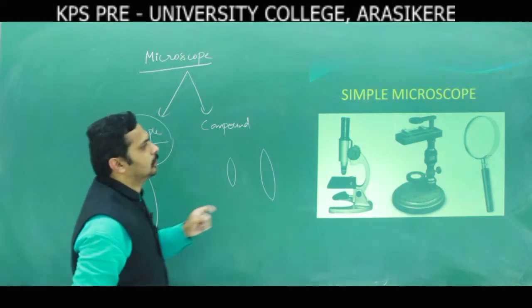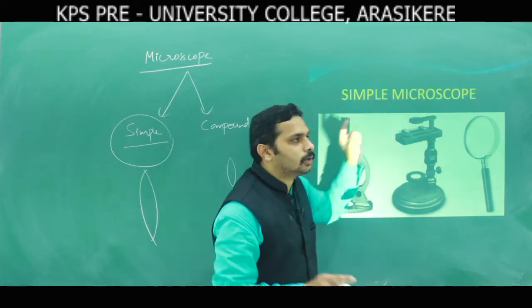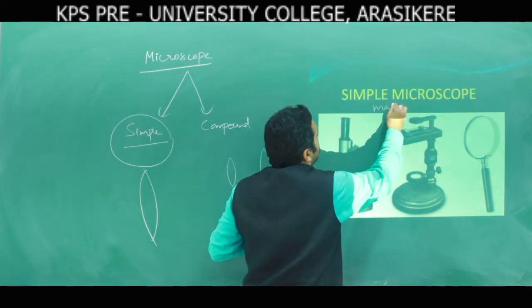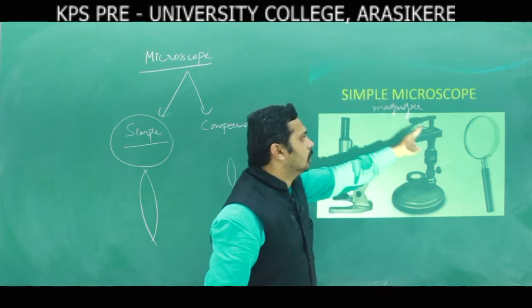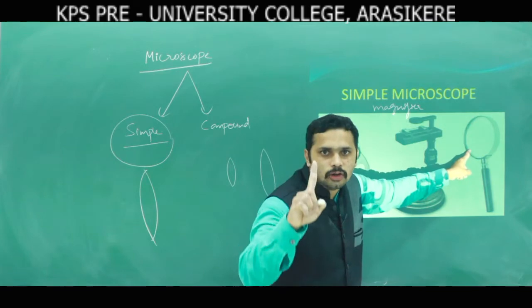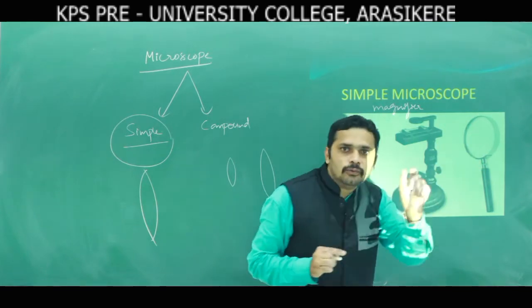What is simple microscope? Look at here. Simple microscope is also called as magnifier. The simple microscope consists of one convex lens of shorter focal length.